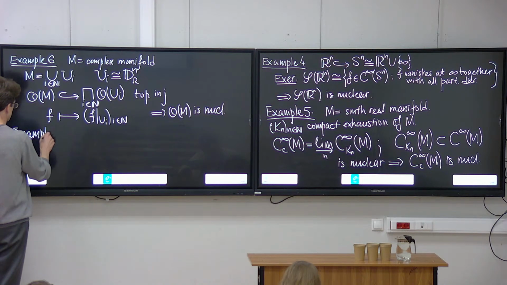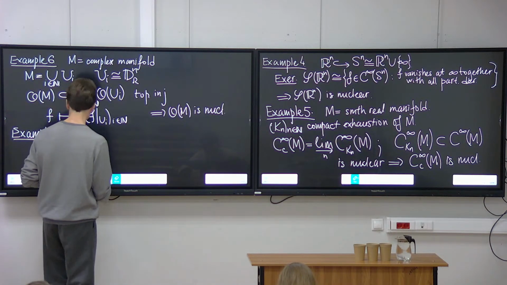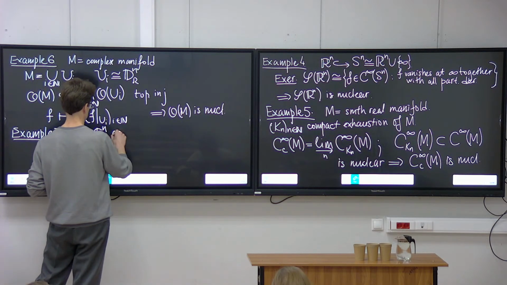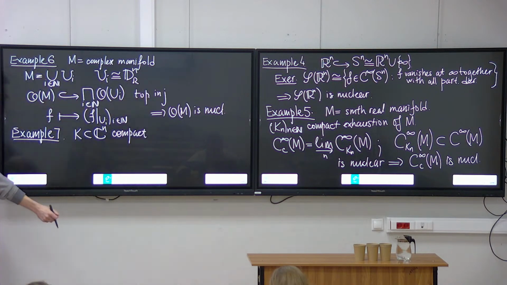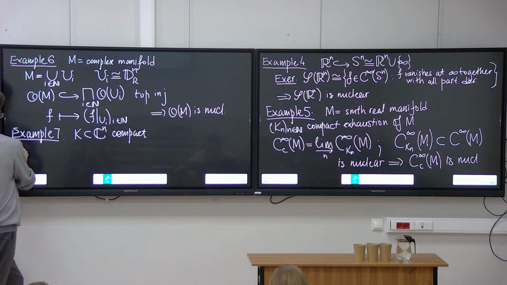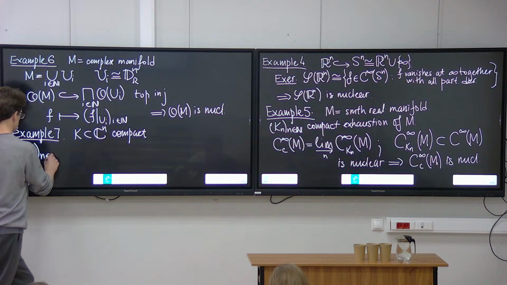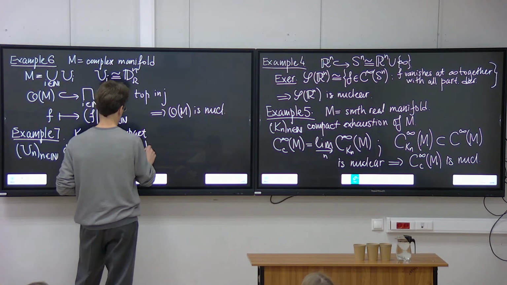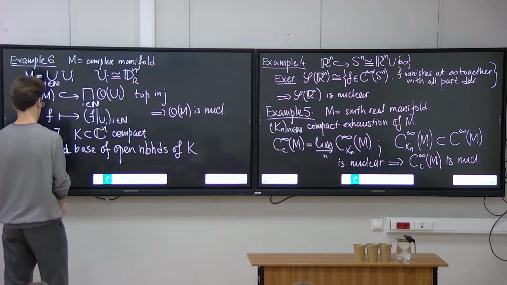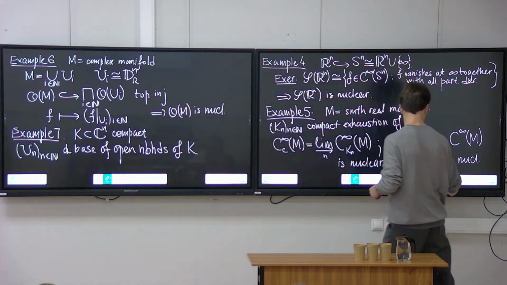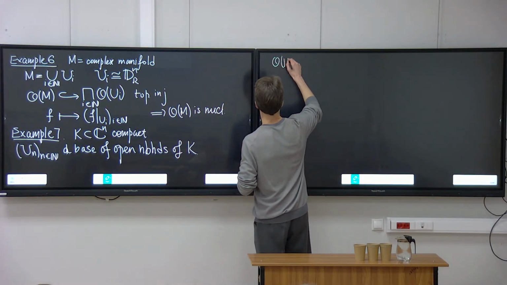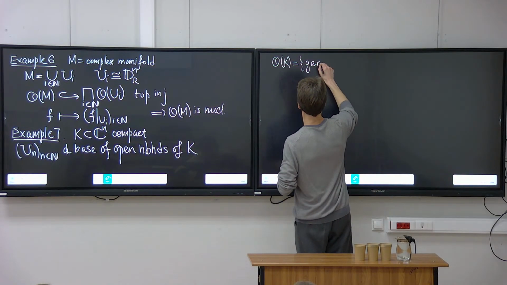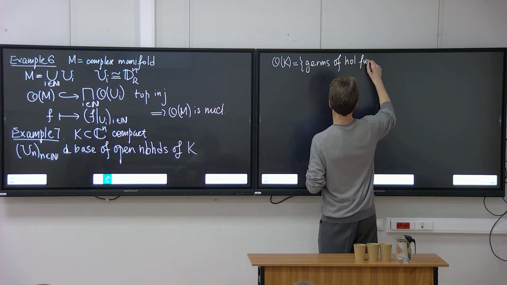Example 7. Let's take a compact subset K of C^n. Or more generally, we can take a compact subset of any complex manifold. And let's take a countable base of open neighborhoods of K. And let's look at the space of germs of holomorphic functions at K.